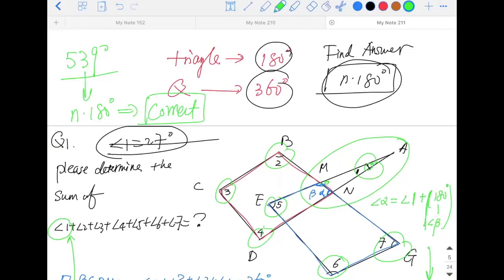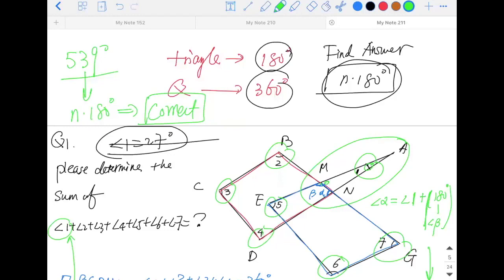In the AMC, as long as you see some geometry problem and you have no idea what to do, try to use a protractor and a ruler to get some accurate measurement and then pick the closest answer from A, B, C, D, E, and you're good to go. This is a quick trick for such a problem in the AMC. You guys follow me? Yes or no? May I have some feedback?